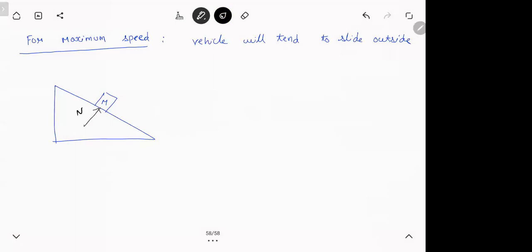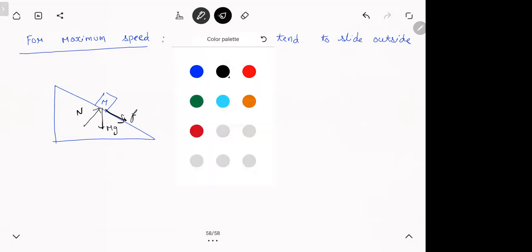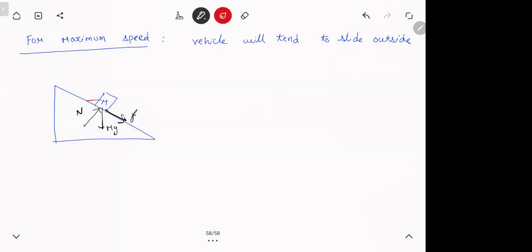Normal reaction, your own weight. Since you're skidding outside, friction is inside like this, down. And on top of this there is a centrifugal force.